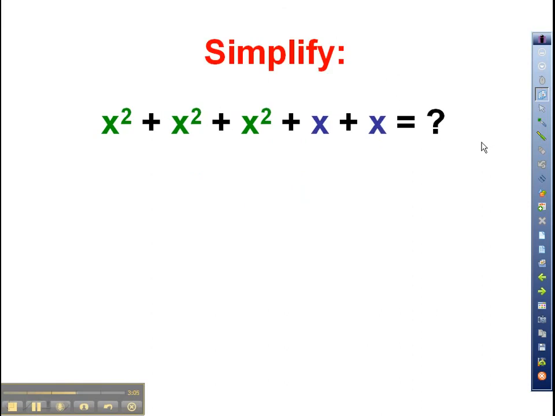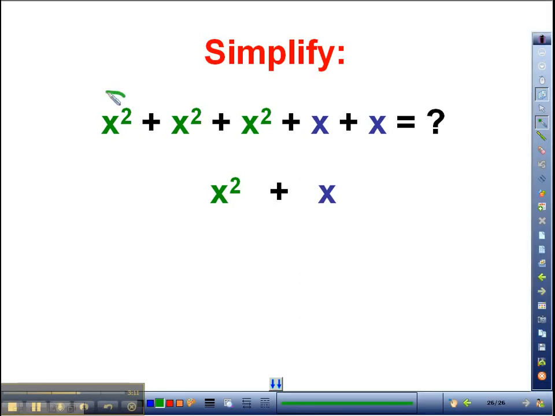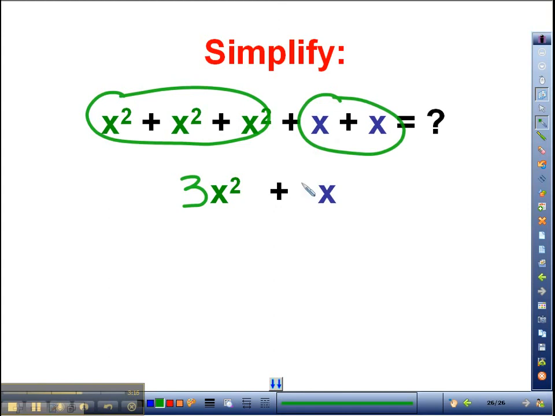Okay, let's simplify this one. Now remember, x squareds are different than x's. So how many x squareds do we have? We've got 3 of those. And how many x's do we have? 2 of those, and that's simplified form. There's our answer.